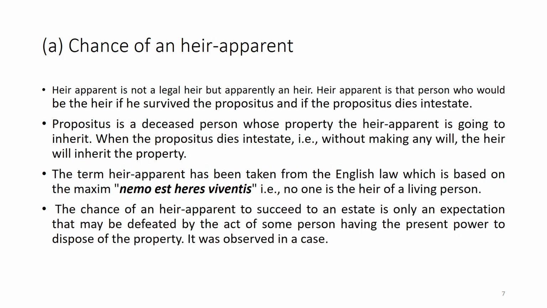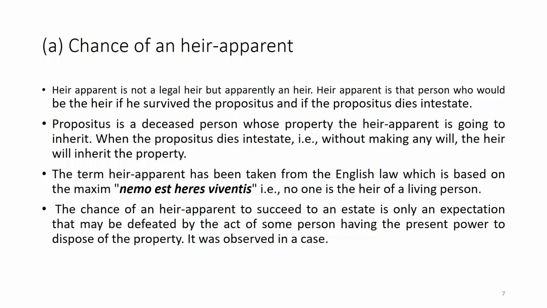It is surprising that no one is the heir of a living person. Generally, we think that the child of a person is the heir, who will inherit the property after the person's death. But when he will take the property, when he will succeed, is always subject to the death of that person, the propositus. So it is said that no one is the heir of a living person.